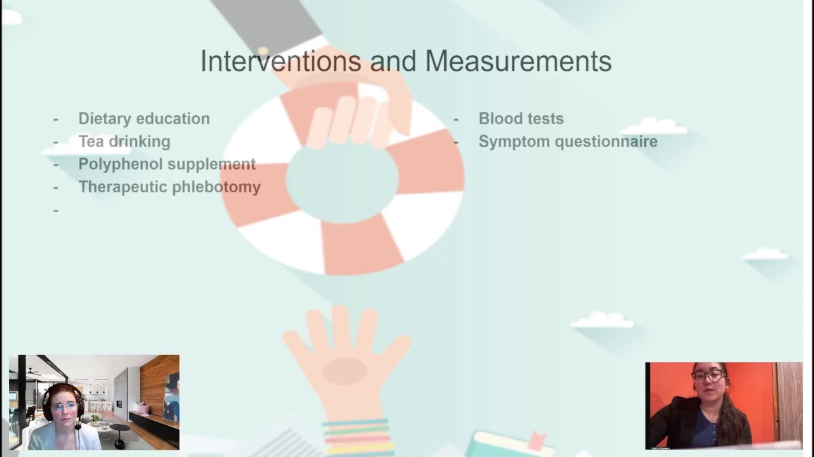Tea drinks have been shown to reduce iron stores by one-third in patients with hemochromatosis when consumed alongside meals. This is because tea and caffeine contain tannins, which bind to excess iron. Polyphenol supplementation, which includes black tea, cocoa powder, and grape juice, binds to excess iron and allows the body to excrete it more easily. We can assess the efficacy of these interventions through blood tests to measure iron levels, and questionnaires that focus on patient symptoms, severity, and regularity.